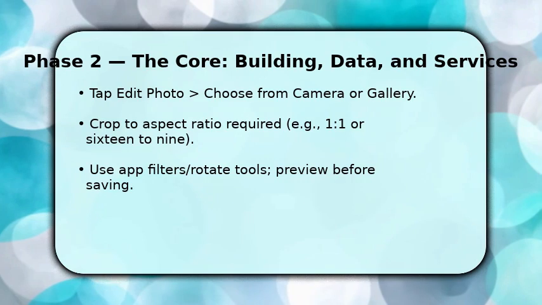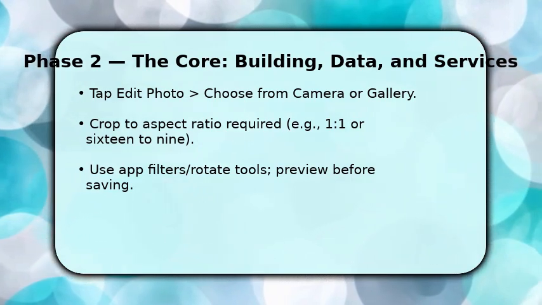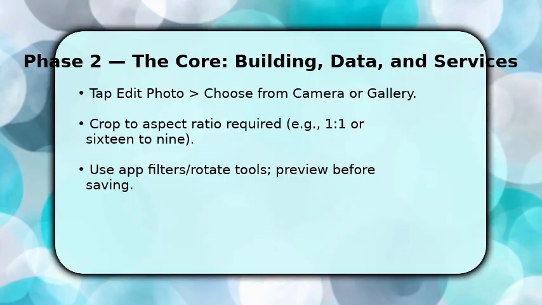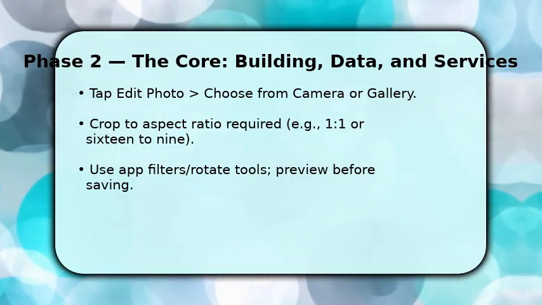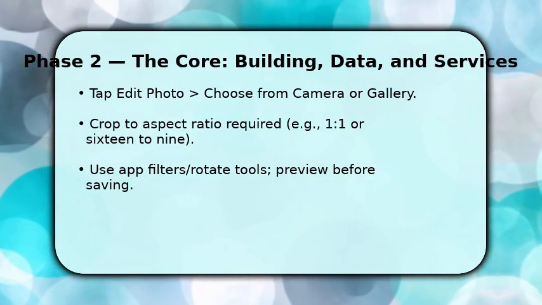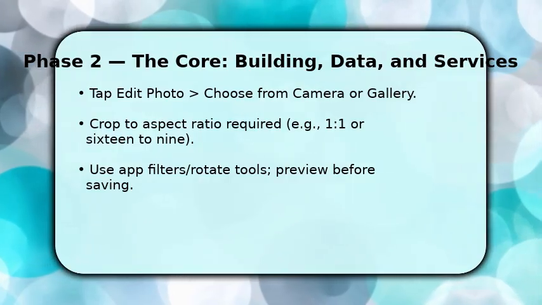Now upload the new image. Tap Edit Photo and pick Camera or Gallery. Choose an image that meets the app's size and aspect ratio rules, crop to 1:1 or 16:9 as required.